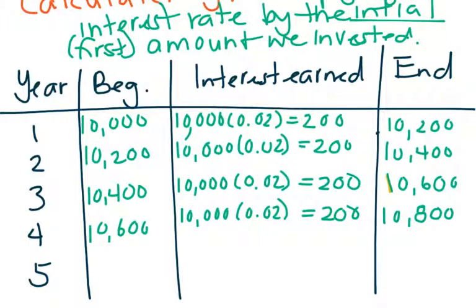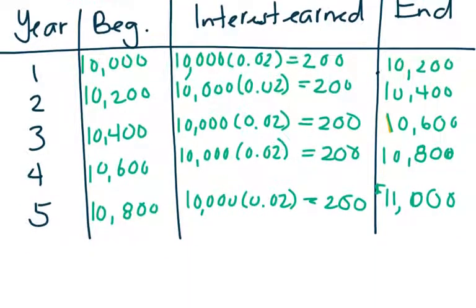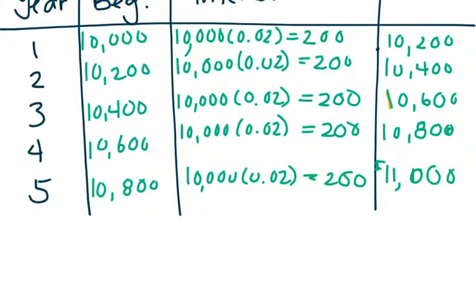And the last year, beginning of year 5, we've got $10,800. We've made, we know, $200 in interest just by keeping our money in our savings account. Add those together and our final amount is $11,000. So we're just going to write a little sentence underneath.